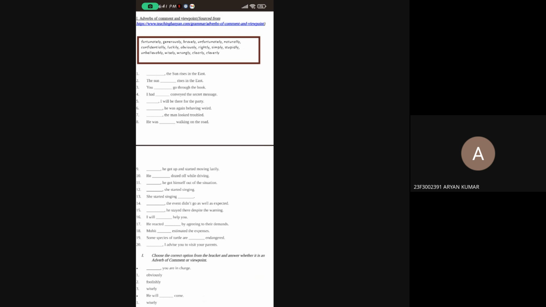A lot of things in the language is also about acceptability, right? You don't hear such constructions that often. You don't say you wisely go through the book or cleverly go through the book. You can say you simply go through the book. Yeah, that sounds like the best option here. Yes, ma'am. Okay, now next one: I had dash conveyed the secret message. Cleverly.